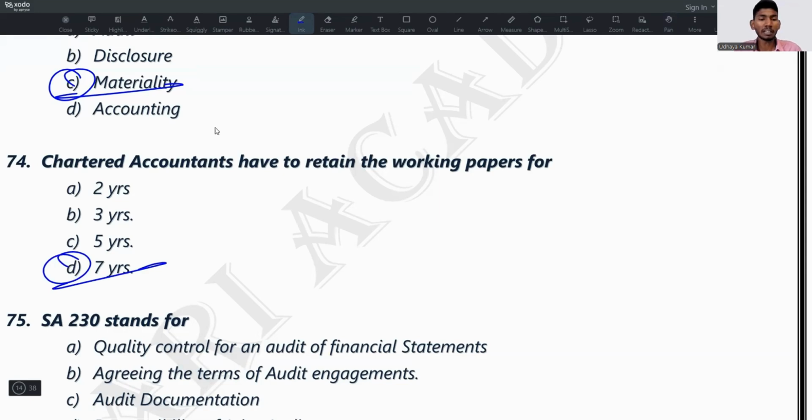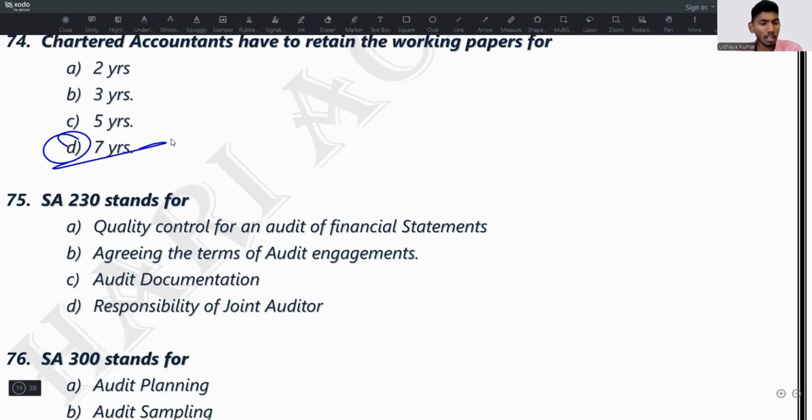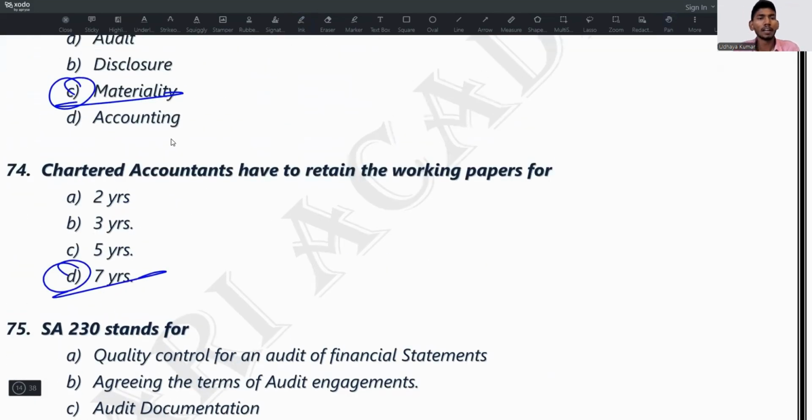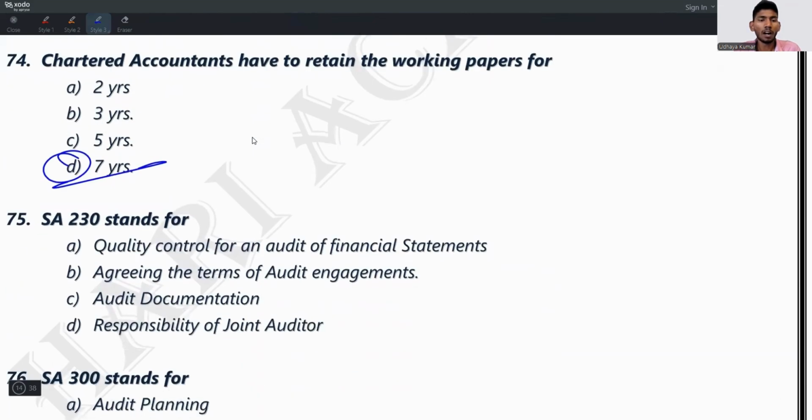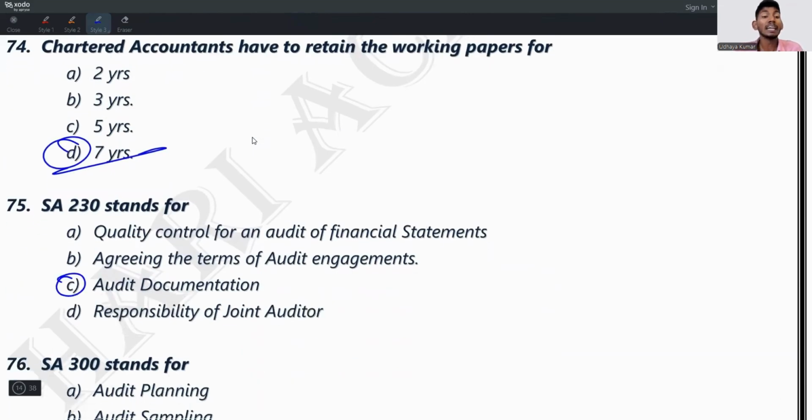Moving to question number 75: SA 230 stands for audit documentation. The options include 299 and 210. Whereas quality control for an audit of financial statements is SA 220. So the right answer is SA 230.